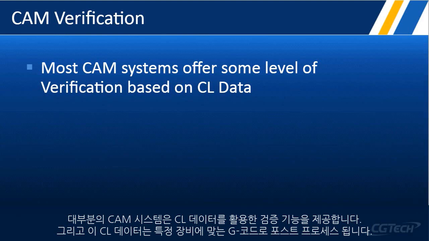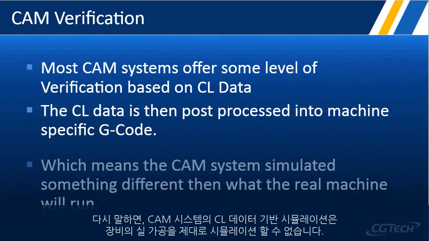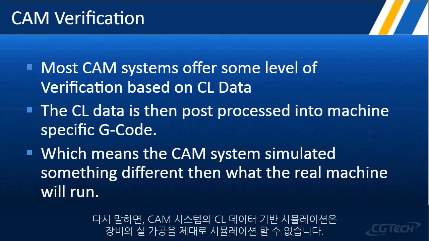We won't go into detail. We'll just call it CL data. CL data is then post-processed into machine-specific G-code. So in a sense, the CAM system simulated something different than what the real machine will run. And that's one of its main hurdles.